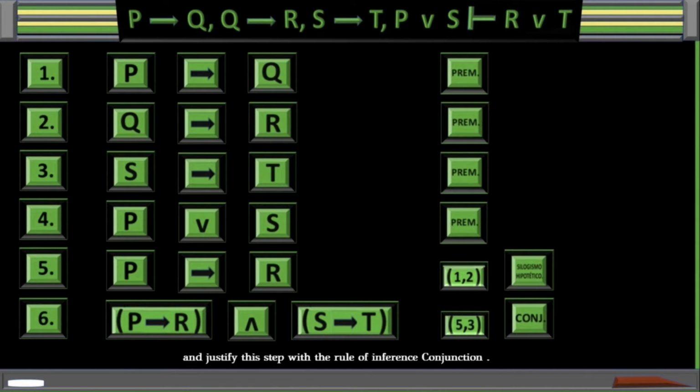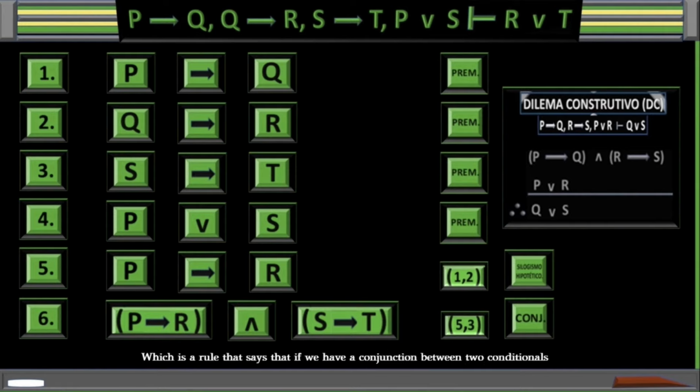To finally reach the conclusion, let's then apply the constructive dilemma inference rule, which is a rule that says that if we have a conjunction between two conditionals and we have a disjunction whose terms are the confirmation of the antecedents of the two conditionals, we can conclude a disjunction whose terms are the consequences of the two conditionals.